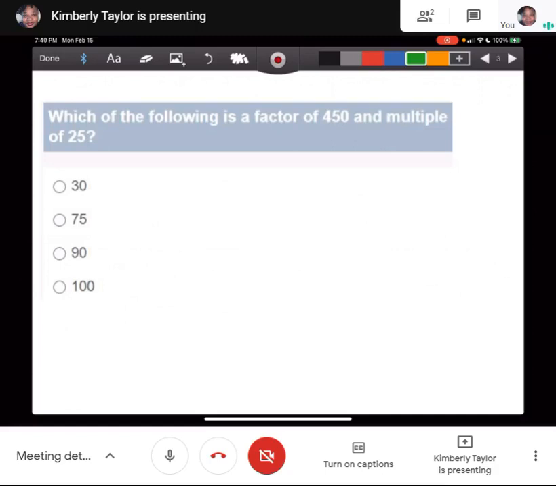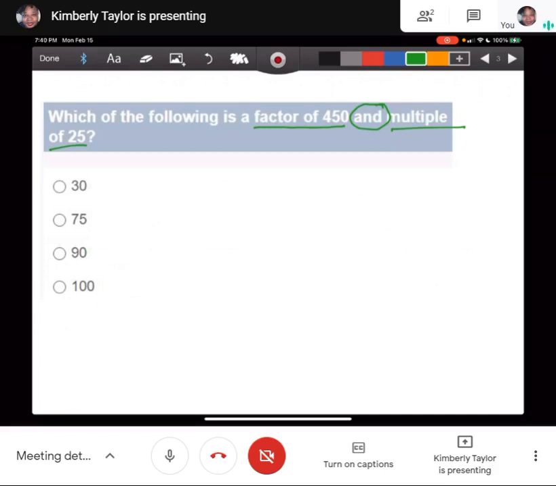So for this question, it says, which of the following is a factor of 450 and a multiple of 25? Okay, so first off, you gotta know your vocabulary here. Factors means what two numbers can I multiply to get 450, okay? And multiples means I want to count by 25s.